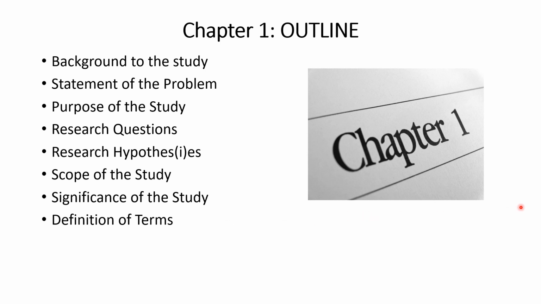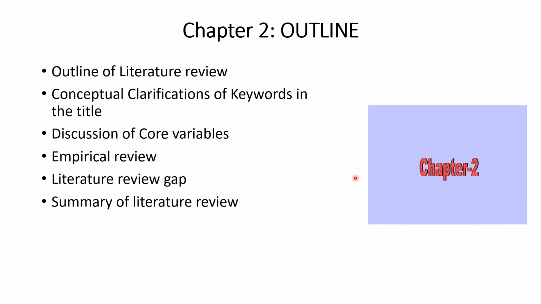So we move to chapter 2 outline. Under this chapter 2, the first thing you want to see is your outline of literature review. Most supervisors will ask you to present the outline of your literature review so that they can see what you want to review before they give you the go-ahead to review. So here you want to tell us the outline of your literature review, depending on your study, maybe more than 4, 5, 6, 7, 8, depending on your study.